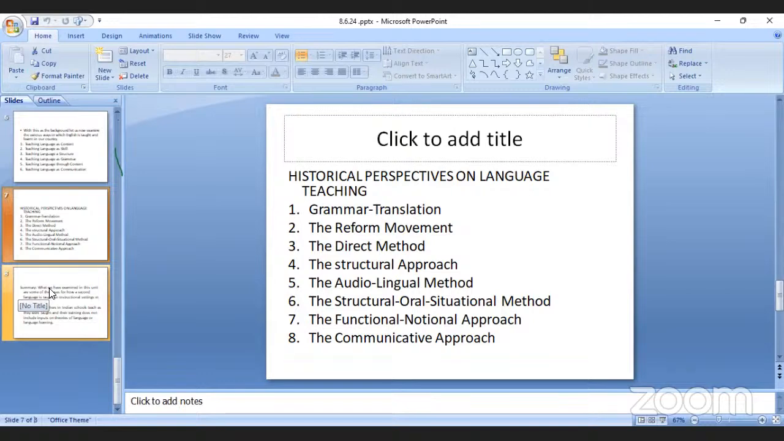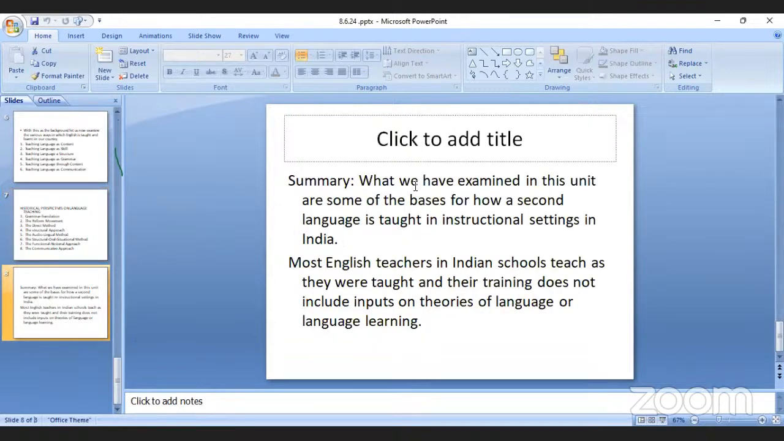information in your textbook. And the summary of what we have examined in this unit are some of the basis for how a second language is taught in instructional settings in India. Most English teachers in Indian schools teach as they were taught, and their training does not include inputs on theories of language or language learning. This is what we have learned. These are the 2 questions, guys, and that is what we have in the second unit. And then let us go to the third unit, guys.